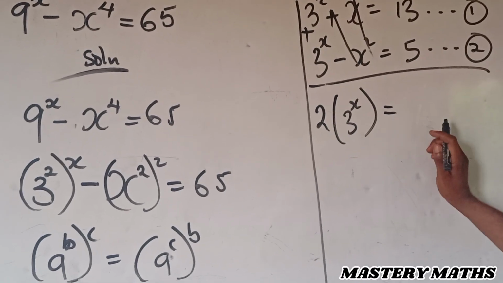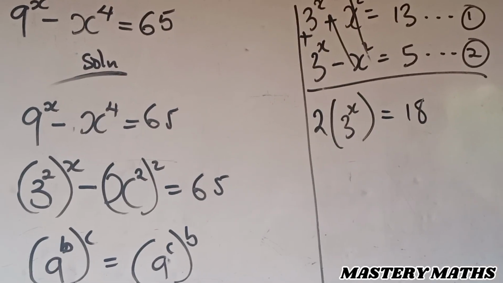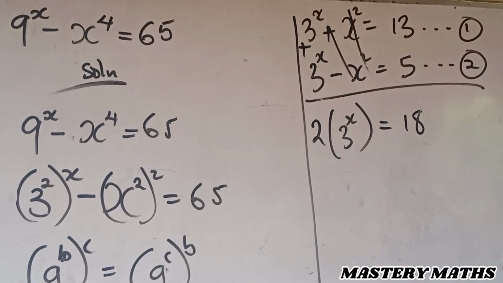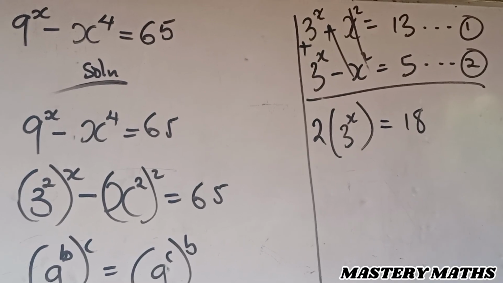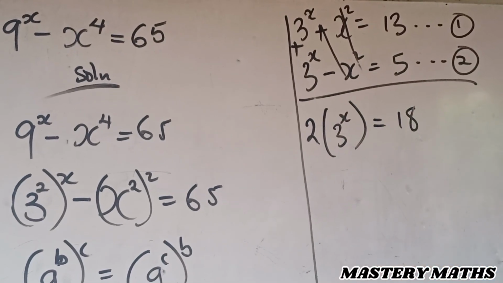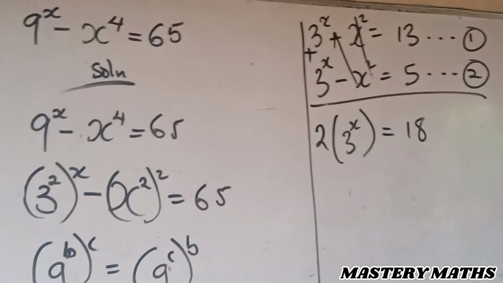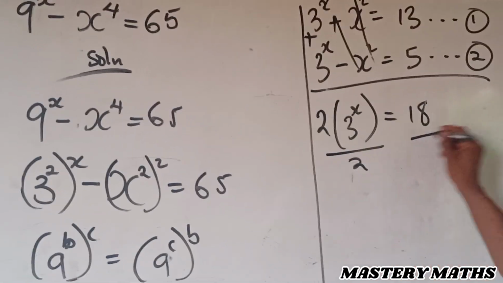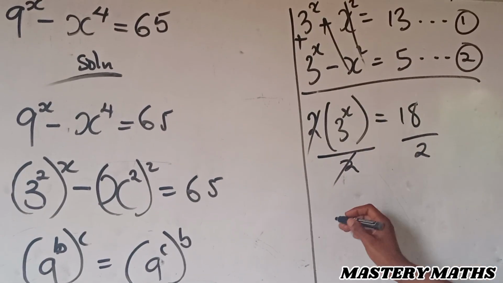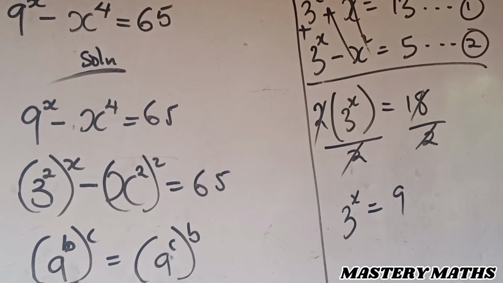You have your equal to. Your 13 plus 5 is 18. Remember, we are looking for the value of x. Now, what should we do here? We want this 3 that has the power of x to stand alone. To do that, we need to eliminate this 2 out of it. To eliminate that, we divide both sides by 2. This cancels out this. What is left is 3 raised to the power of x. Now 18 divided by 2 is 9.